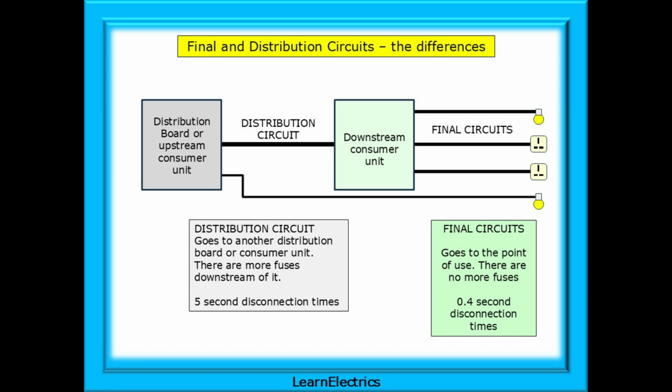A distribution circuit goes to another distribution board or a consumer unit, and there are more fuses downstream of it, so we have a 5 second disconnection time. A final circuit goes to the point of use. There are no more fuses and it has a 0.4 second disconnection time.